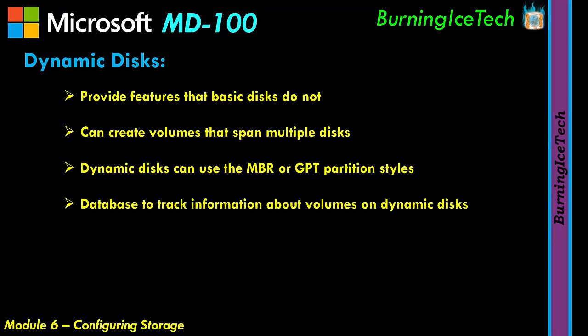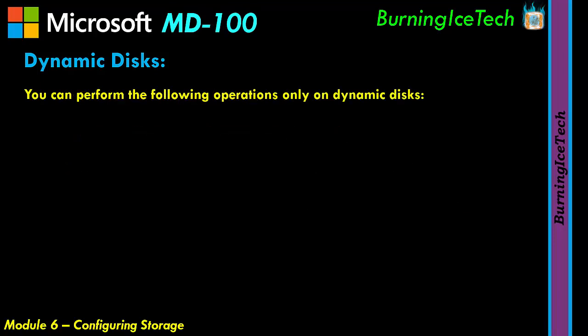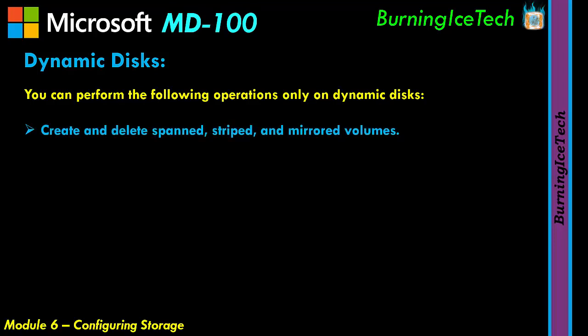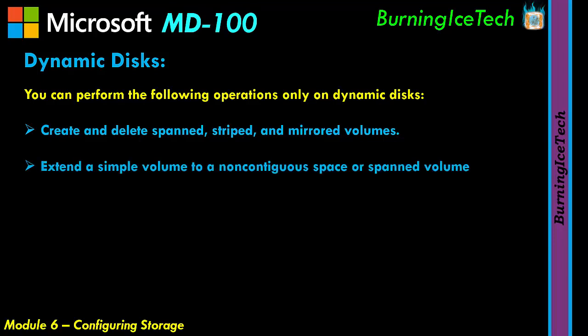Okay, and then folks, there are some things you need to be aware of. The following operations I'm about to list for you can only be performed on a dynamic disk. The first operation only achievable on a dynamic disk is to create or delete a spanned, striped, or mirrored volume. Something else is to extend a simple volume to a non-contiguous space or span volume. Maybe remove a mirror from a mirrored volume.